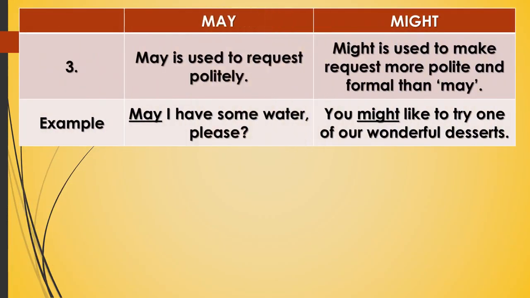Number 3. May is used to request politely. For example, may I have some water, please? While might is used to make a request more polite and formal than may. For example, you might like to try one of our wonderful desserts.